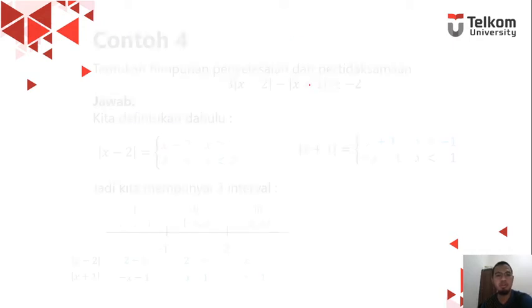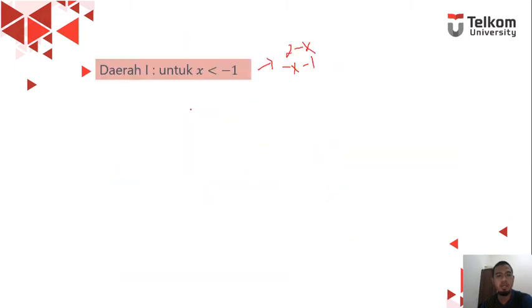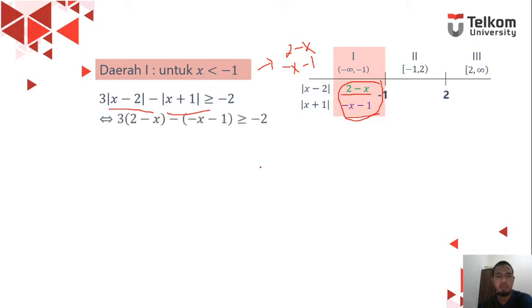So from the previous, we change this one, so 3 times, okay, 3 times we will use this one, as in the previous. We will use this one, x minus 2 will be changed to this one, and x plus 1 becomes this one. So we get 3 times (2 minus x) minus (x minus 1) bigger than or equal to minus 2. Then we get 3 times 2 is 6, 3 times minus x is minus 3x, and also minus x, minus negative 1, bigger than or equal to minus 2.